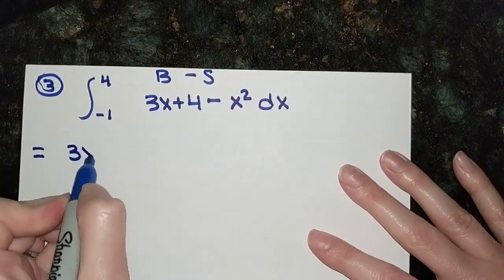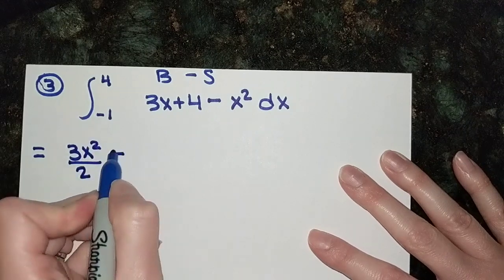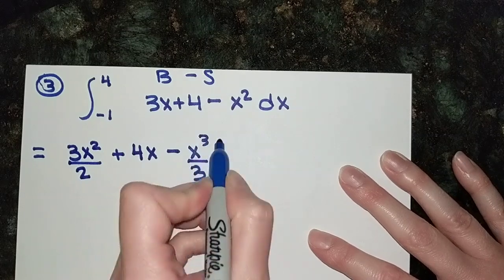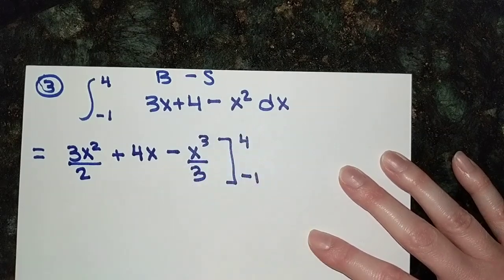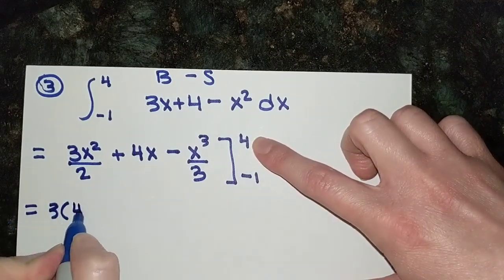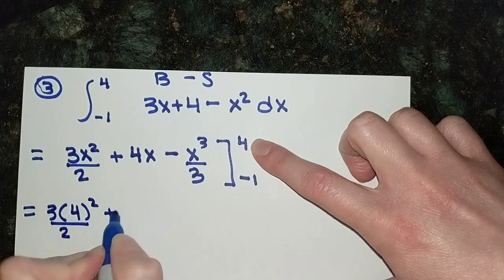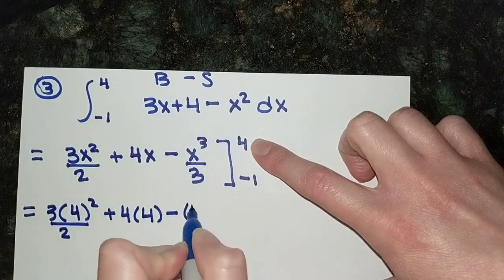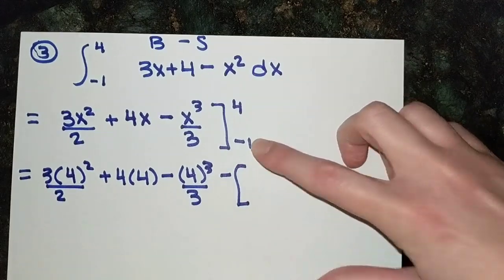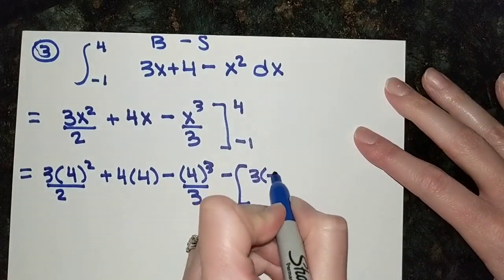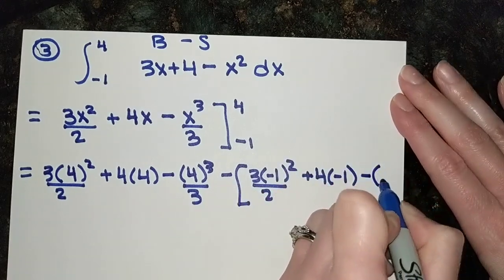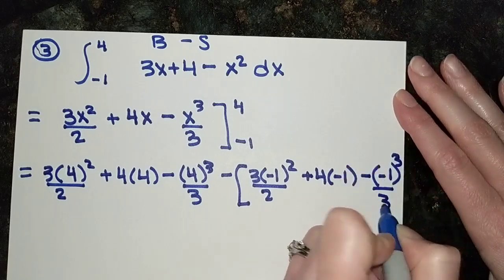So you will have 3x squared over 2 plus 4x minus x to the third over 3. And then your bound will go from -1 to 4. So you plug in your 4 first. So you have 3 times 4 squared over 2 plus 4 times 4 minus 4 to the third over 3 minus, and then in bracket, your lower bound plugged in. So 3 times -1 squared over 2 plus 4 times -1 minus -1 to the third over 3.